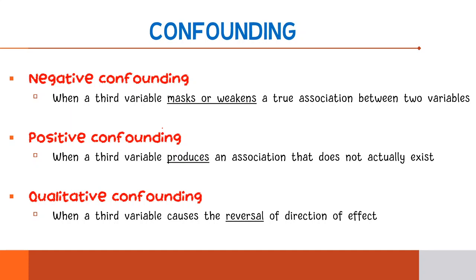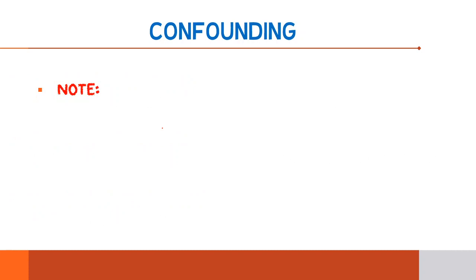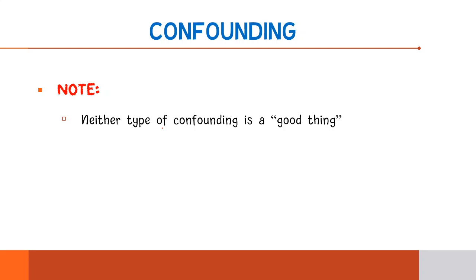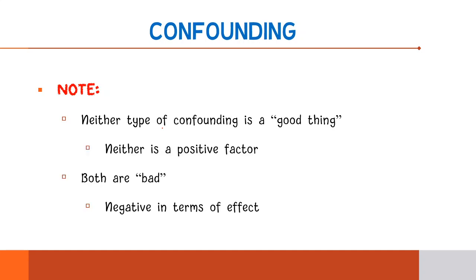And to give you more examples with regards to negative, positive, and qualitative confounding, I have a video later, but before that, take note that neither type of confounding is a good thing. Being positive doesn't mean it is okay. Again, as mentioned, it overestimates your effect. And sometimes, it says there is an association when in fact there is none. So, neither is a positive factor. Both are bad and negative in terms of effect. So, meaning we need to prevent confounding in our study.